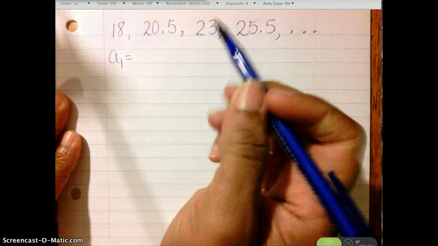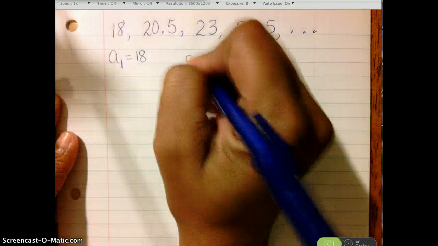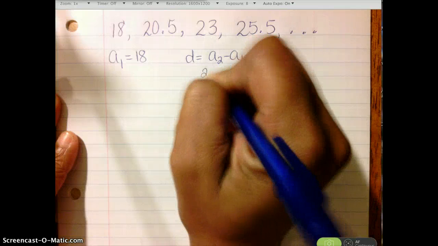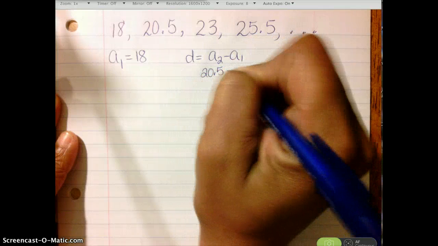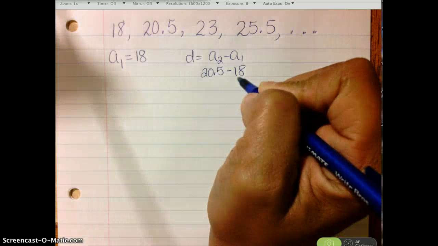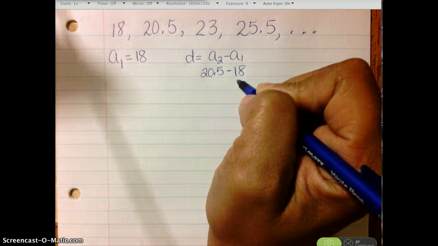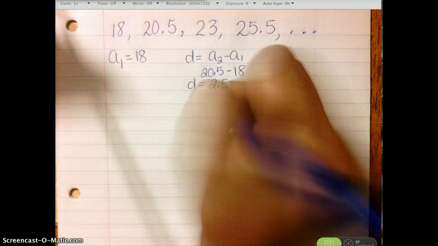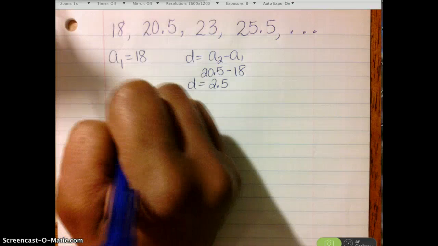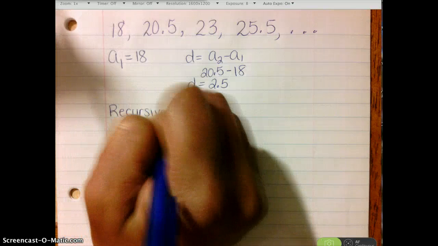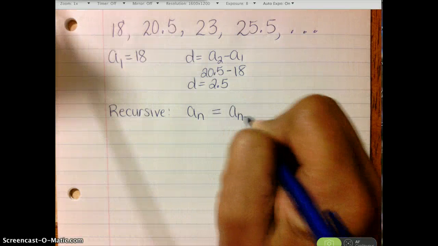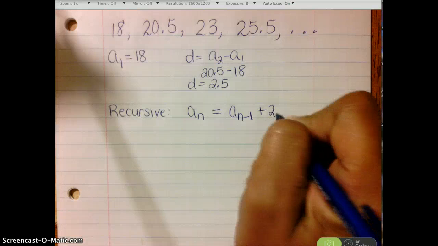Okay, for the third example, we know that the first term is 18. The difference will be the second term minus the first term, 20.5 minus 18, and your difference is 2.5. Your recursive: the current term is equal to the previous term plus 2.5.